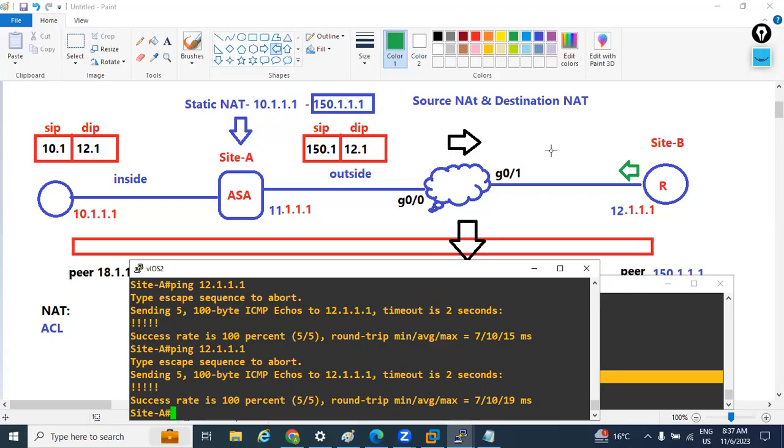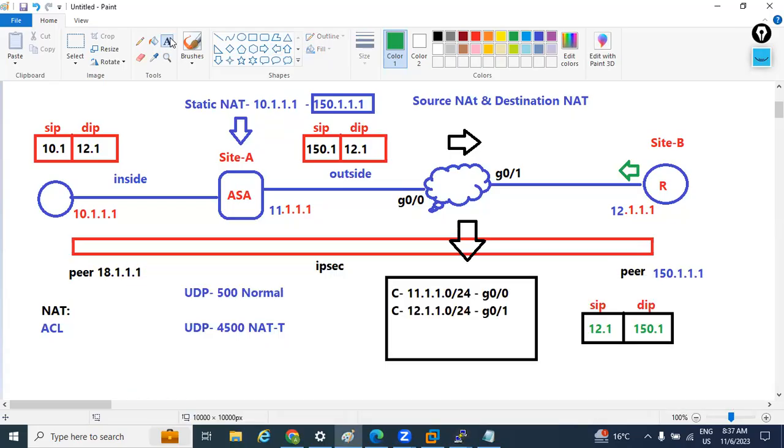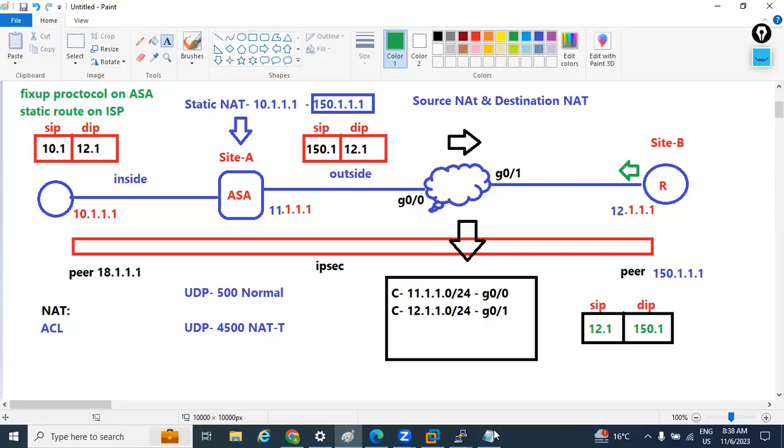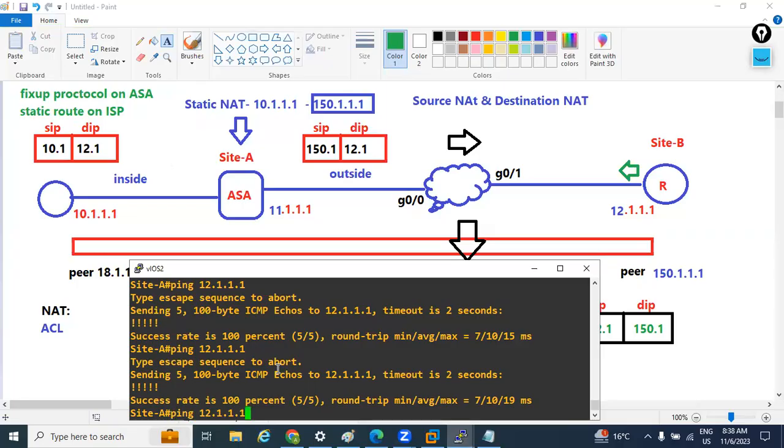So the solution was, first, the fixup protocol on ASA, and second, a static route of the ISP. So this was the solution. Now, if I'm able to ping from this side, it's fine.